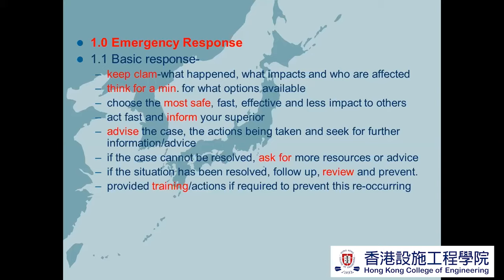Number 2, think for a minute, as I mentioned before in the case of the gas plant explosion. Had engineer A thought about that, he wouldn't run towards that alarm in the same direction as his fire escape route. But think of the options available. What are the options available here? Number 3, choose the safest, fastest, most effective option with less impact on others. There may be a lot of options, right? You need at least 2 to 3 options, but always choose the safest option.